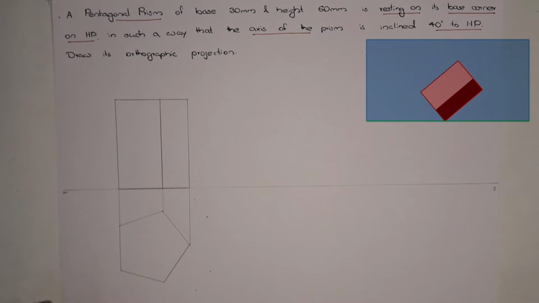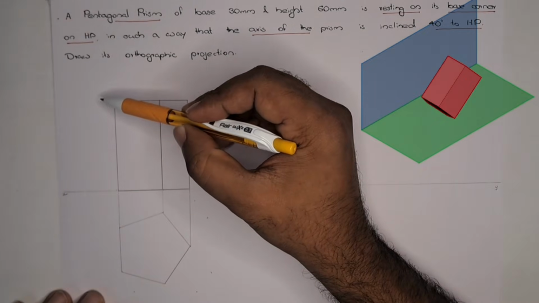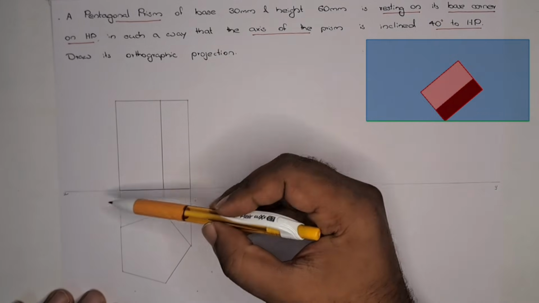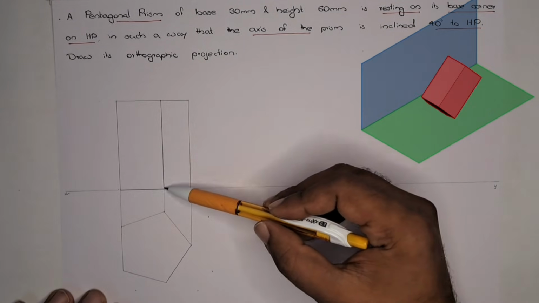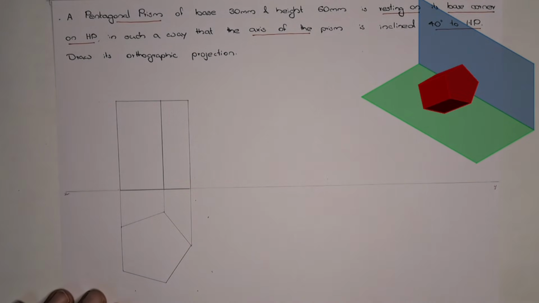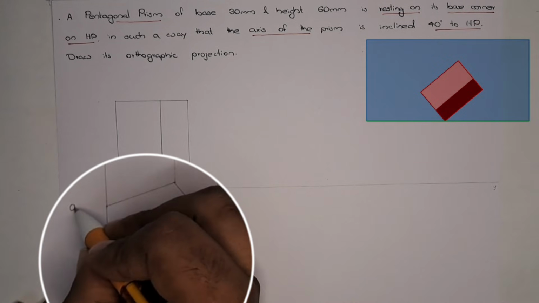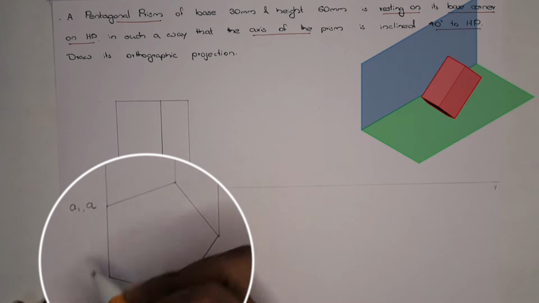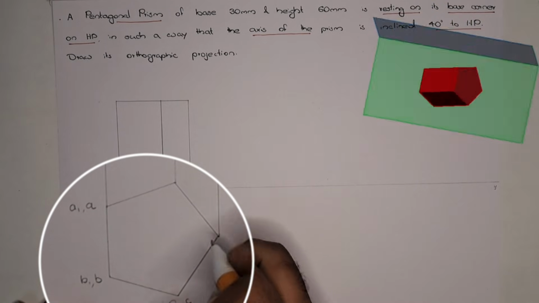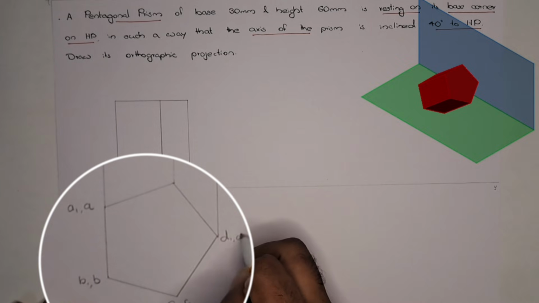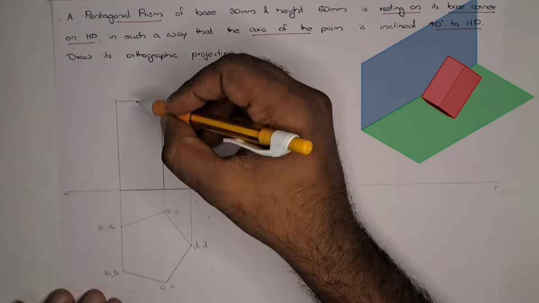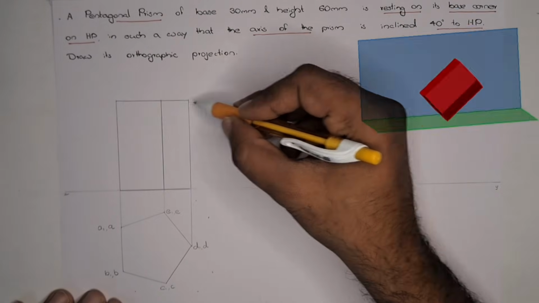Now we need to name. Here we are giving the name A1, B1, C1, D1 and E1. Here it is A, B, C, D. So at first we can mark it on the top view. A1, comma A, B1, comma B, C1, comma C, D1, comma D, E1, comma E. Here the suffix 1 we can use.